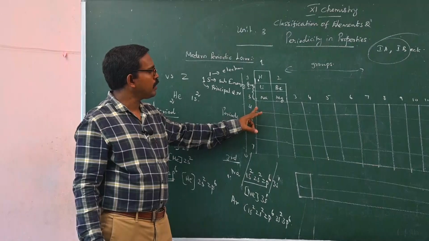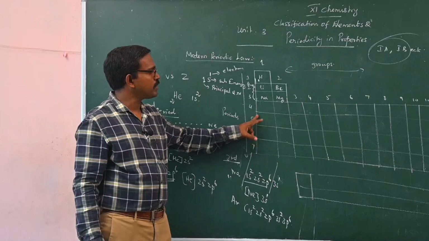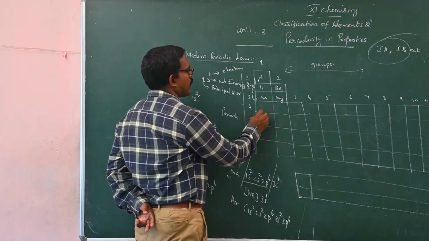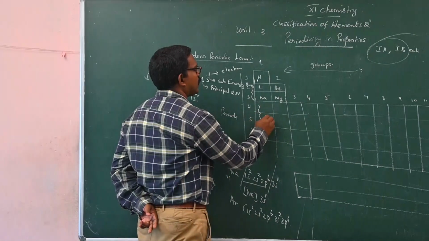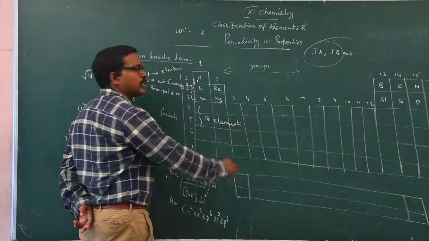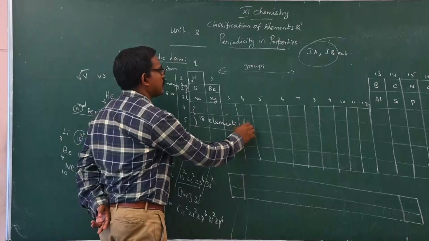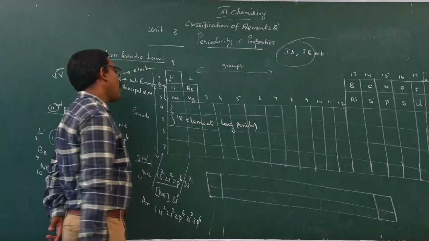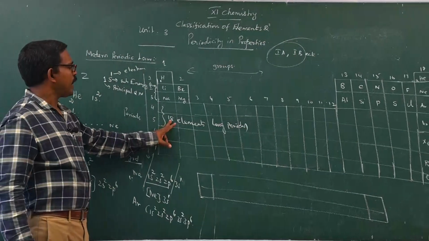The fourth and fifth periods each consist of 18 elements. So each period consists of 18 elements. These are called long periods.